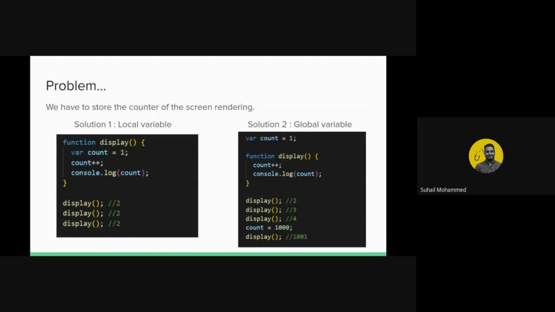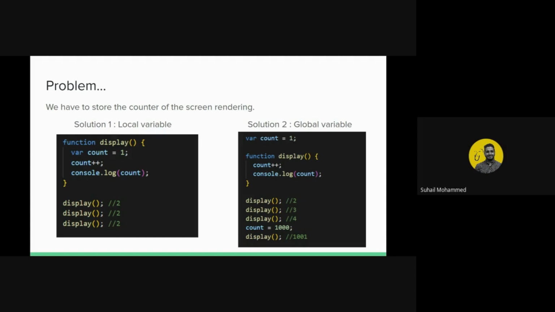Okay, so we have a real-time problem here. We want to store a counter of the screen rendering. So there are two solutions. One is having a local variable inside the function and calling it. So every time we call the function, it will create the count with value 1 and increase by 1. So this is not the proper solution.